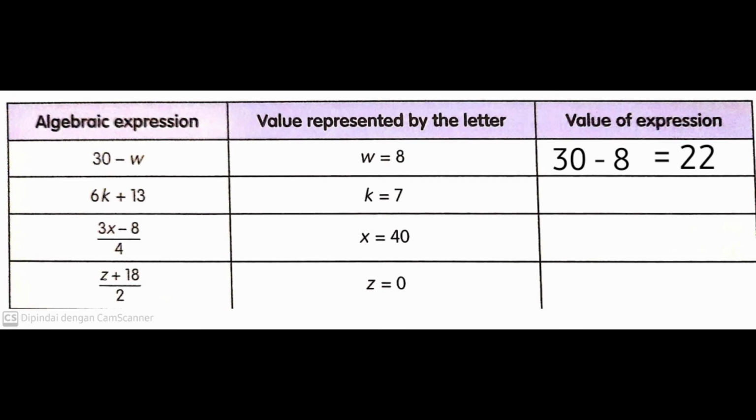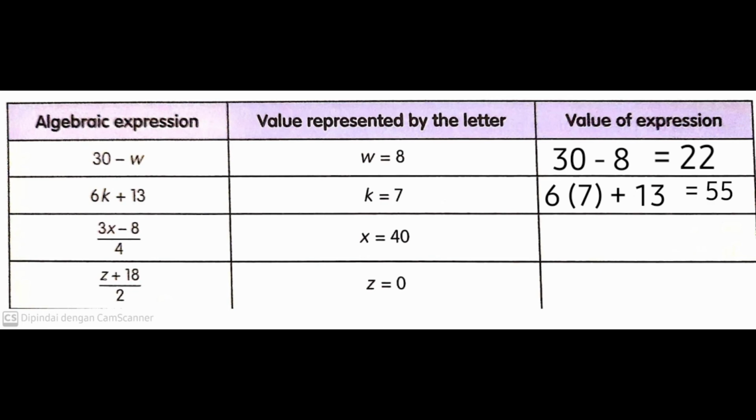Next, number 2. 6k plus 13. If k equals 7, the value of the expression is 6 multiply 7 and then plus 13. Can you guess the answer? Yes, that's right. The answer is 55.